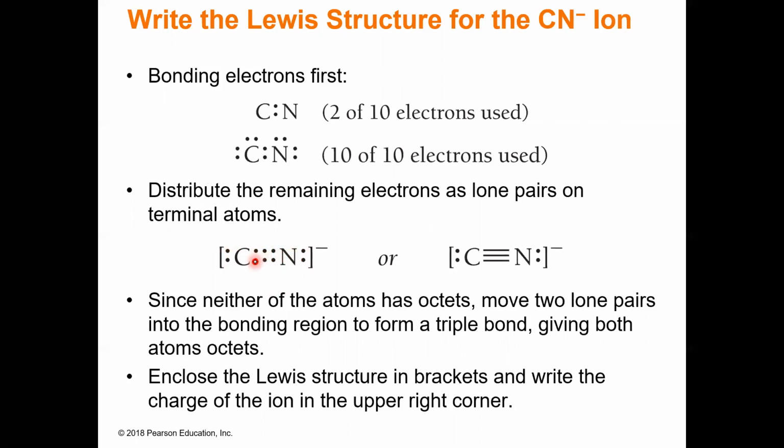At the end of a polyatomic ion, we need to have square brackets around our Lewis structure and the overall charge, which is a negative charge here, shown outside of the brackets.